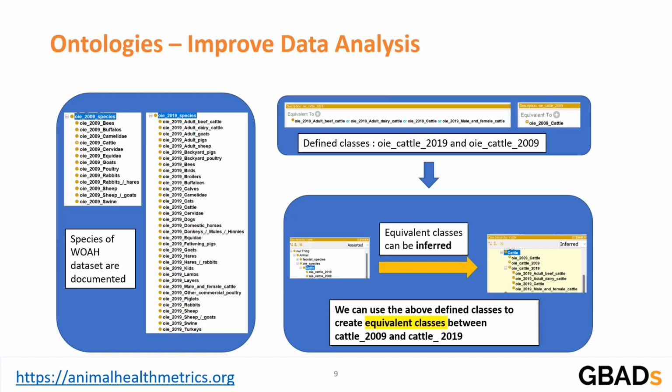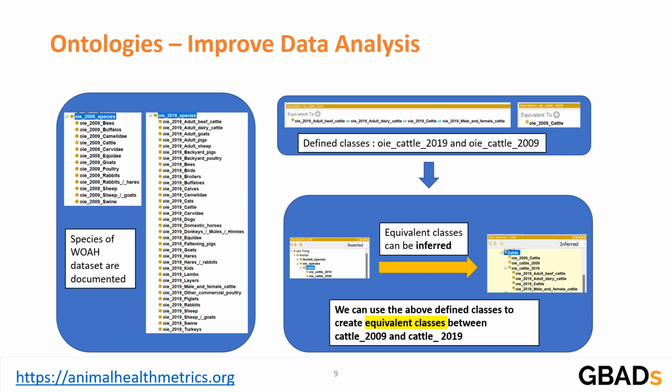There are many ways to improve data analysis with ontologies. One way to improve data analysis is to create equivalent cattle classes with year 2009 and 2019 so that we can compare them. So on the left side, we have species of our dataset that are documented for year 2009 and 2019. On the right side, we can use ontologies to create the defined classes for year 2009 and 2019.